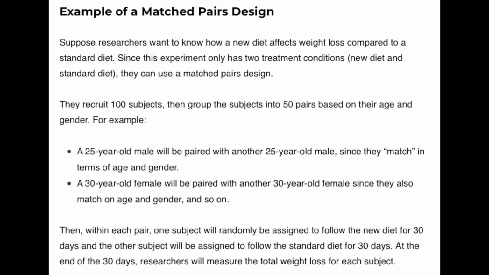Then, within each pair, one subject will randomly be assigned to follow the new diet for 30 days. The other subject will be assigned to follow the standard diet for 30 days. At the end of the 30 days, researchers will measure the total weight loss for each subject.